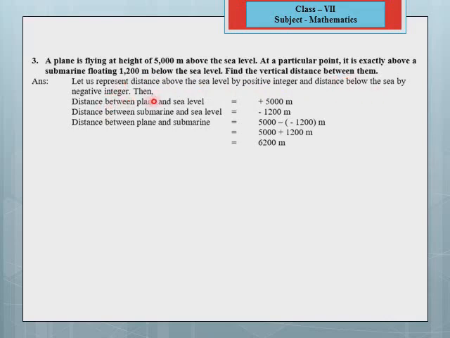Since the plane is above the sea level, the distance between plane and sea level will be plus 5,000 meter. And the submarine is below the sea level, so the distance will be minus 1200 meter. Now the distance between plane and submarine will be the difference of these two distances. That is 5,000 minus minus 1200 meter. So you will get 5,000, minus and minus will be plus, 1200 meter, that is 6200 meter.